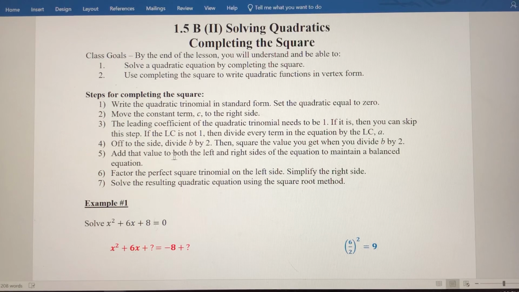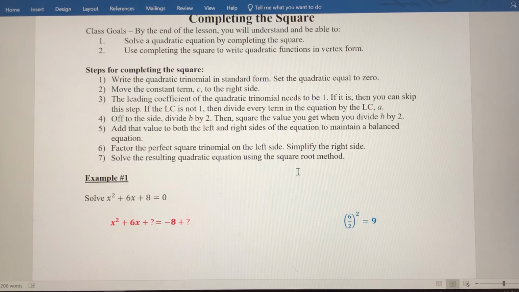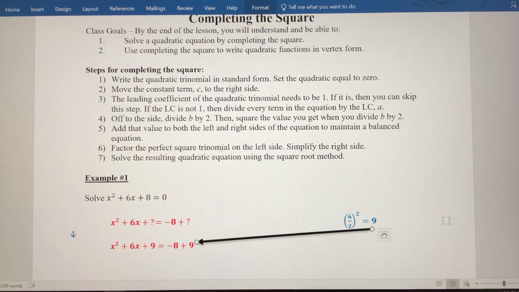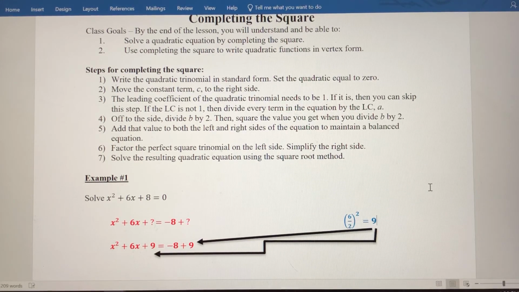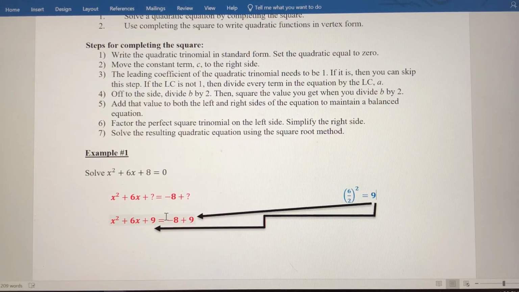Now, in step 5, we're going to add that value to both the left and right sides of the equation to maintain balance. So let's add 9 to both sides. Notice that 9 goes on that side, and then the 9 goes there as well. So we've added 9 to both sides. Because we've added the same value to both sides, this equation is equivalent to this equation. So we've maintained balance. Now, the reason we complete the square is because we want to create this perfect square trinomial on one side. It's easy to factor. So we're going to factor this perfect square trinomial, and we're going to simplify the right side.